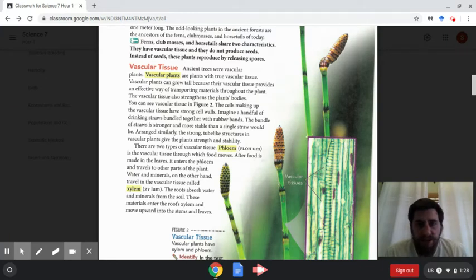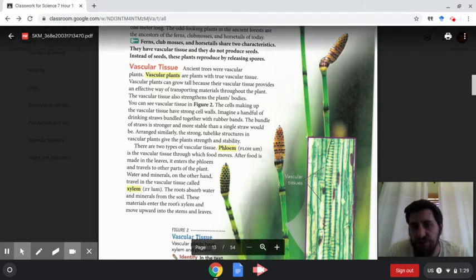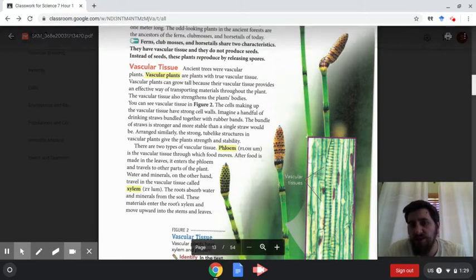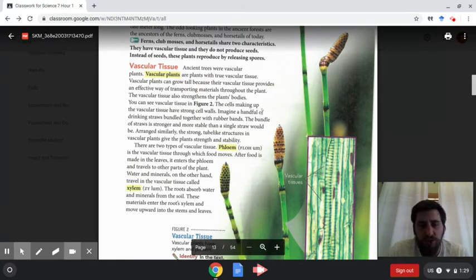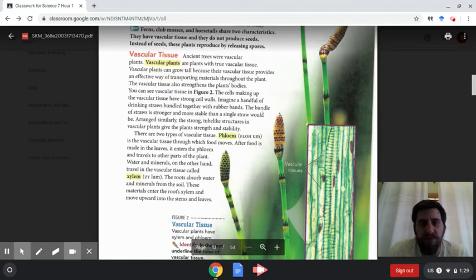You can see the vascular tissue in a zoom in on figure 2. If you see this, it looks very similar to some of the plant cells that we looked at in slides in the microscope this year. Cells making up this vascular tissue have strong cell walls. Imagine a handful of drinking straws bundled together with rubber bands. The bundle of straws is stronger and more stable than a single straw would be. Arranged similarly, the strong tube-like structures in the vascular plants give the plant strength and stability.